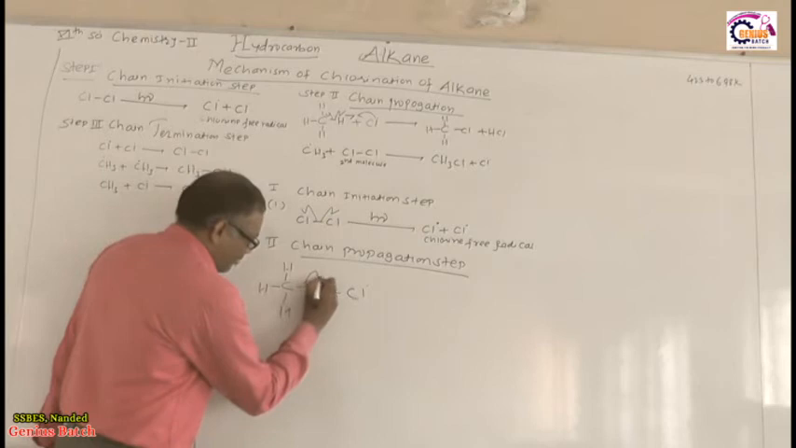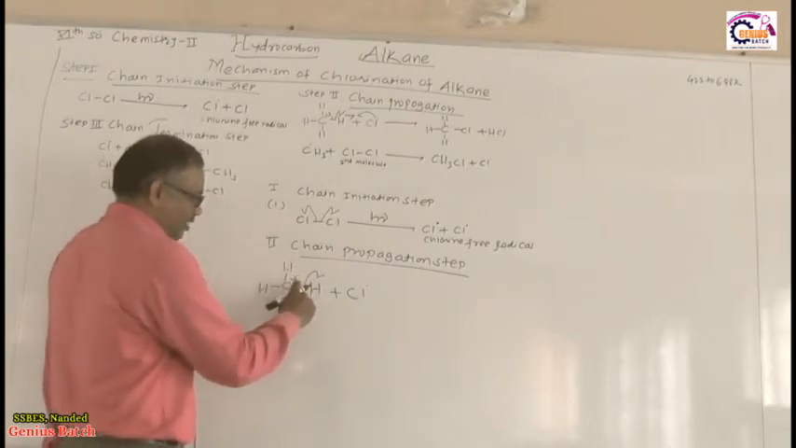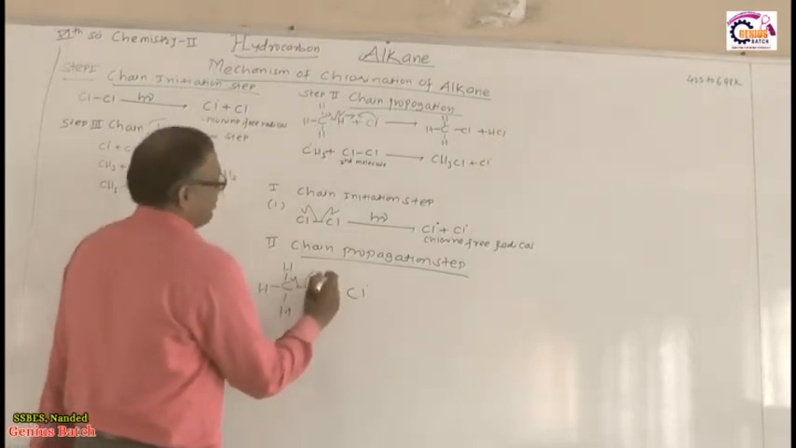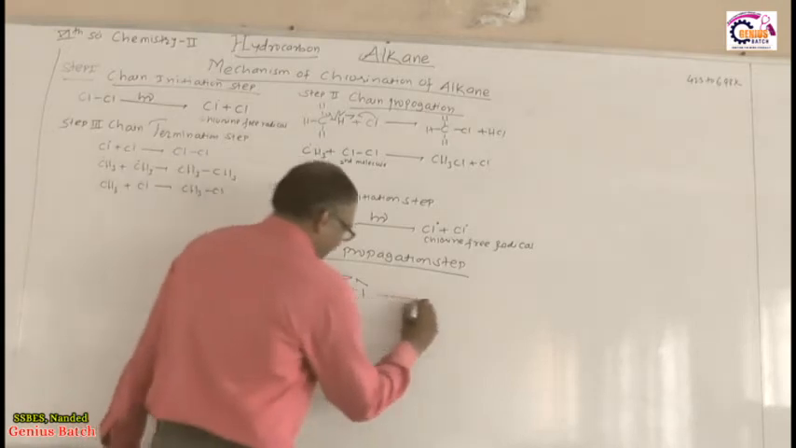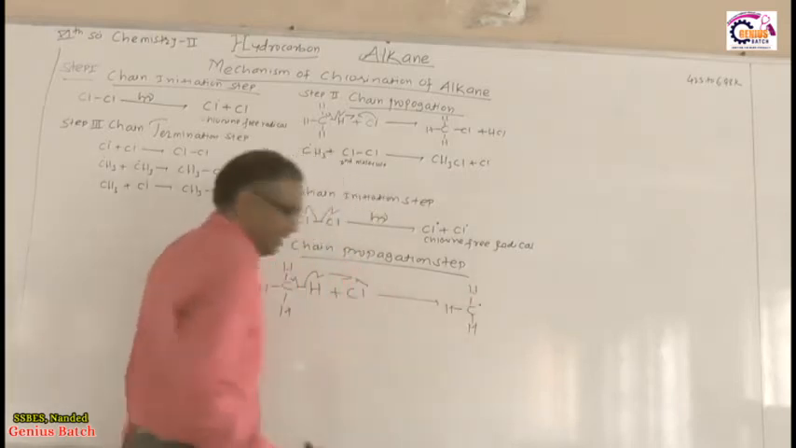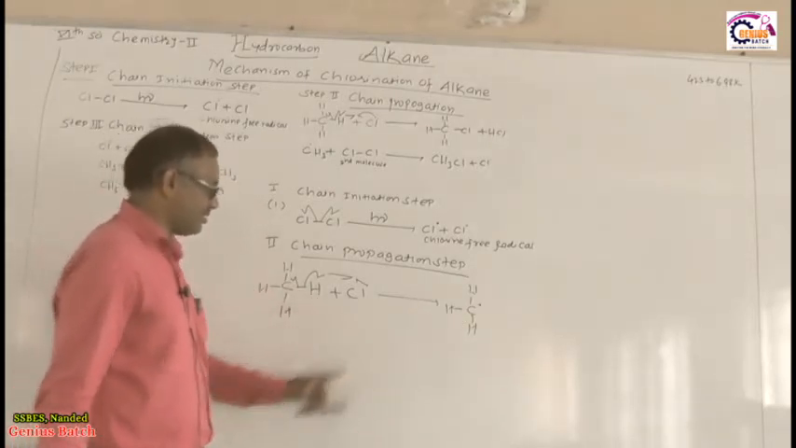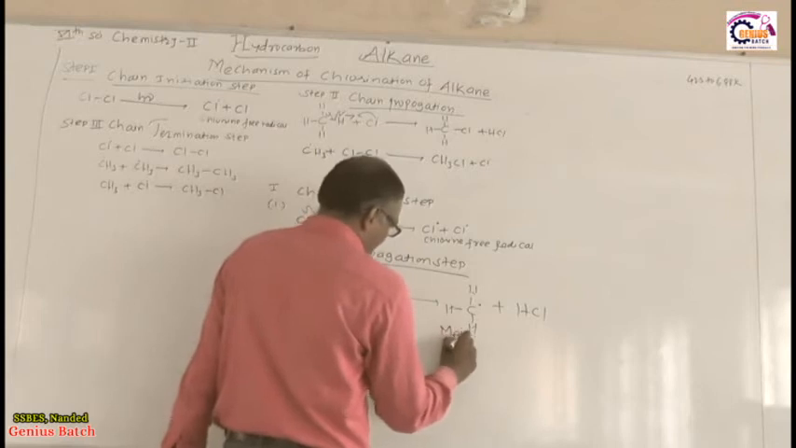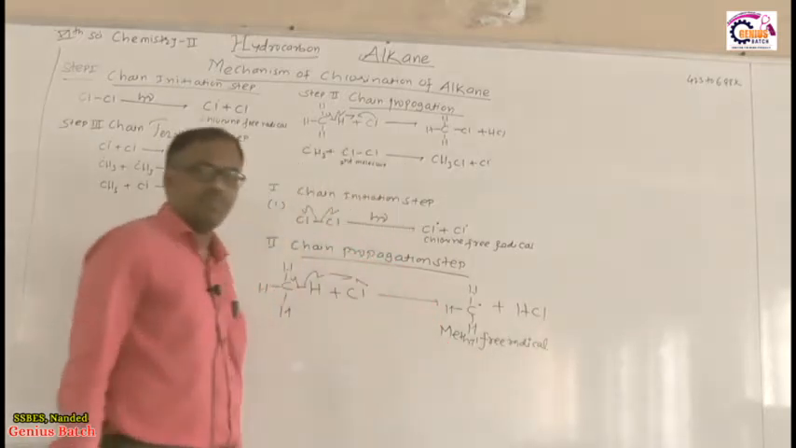How does it take place? This covalent bond breaks symmetrically, that is homolytically. Due to the homolysis, there is a formation of methyl free radical and hydrogen free radical. This hydrogen free radical combines with the chlorine free radical to form hydrochloric acid, and the methyl free radical remains as it is. So this is the methyl free radical.